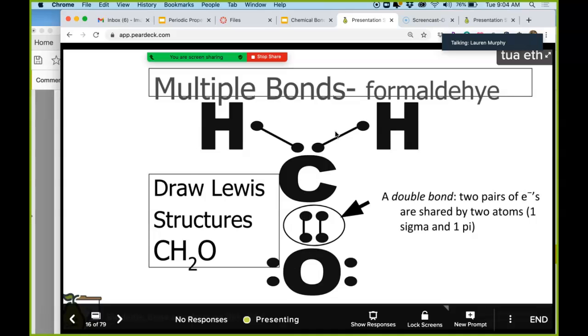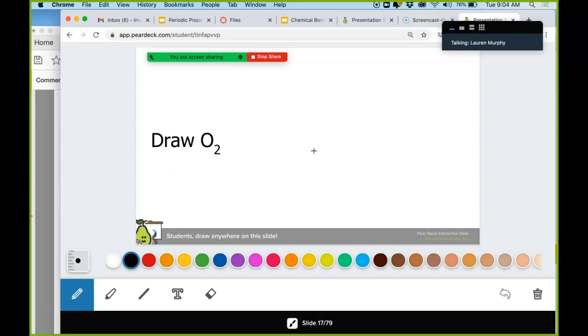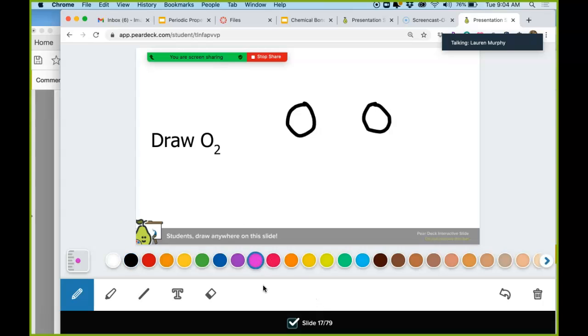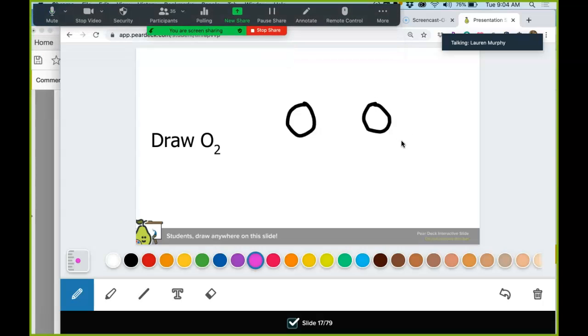Okay. So now I want to practice drawing O2. This is diatomic, right? So I draw an oxygen and an oxygen. 2 oxygens. All right, so let's get good at this. How many valence electrons does oxygen have? I'm not going to be checking the chat, so if you could shout out, that would be great.